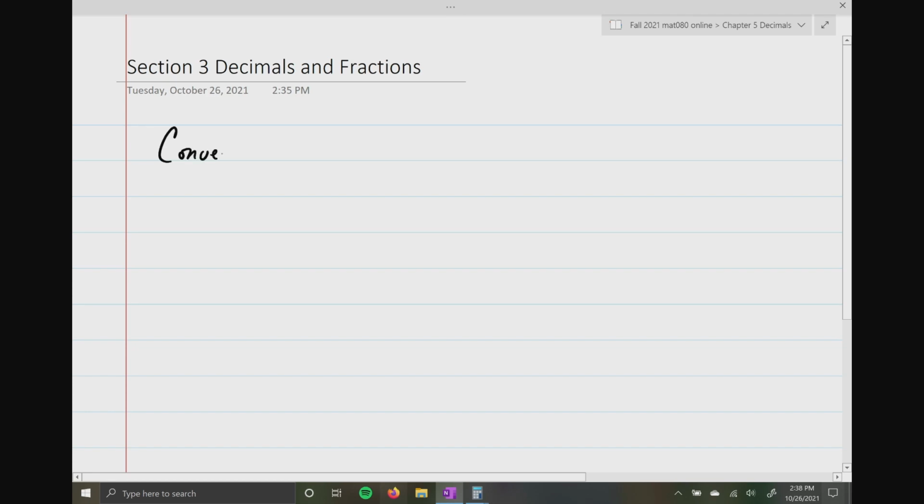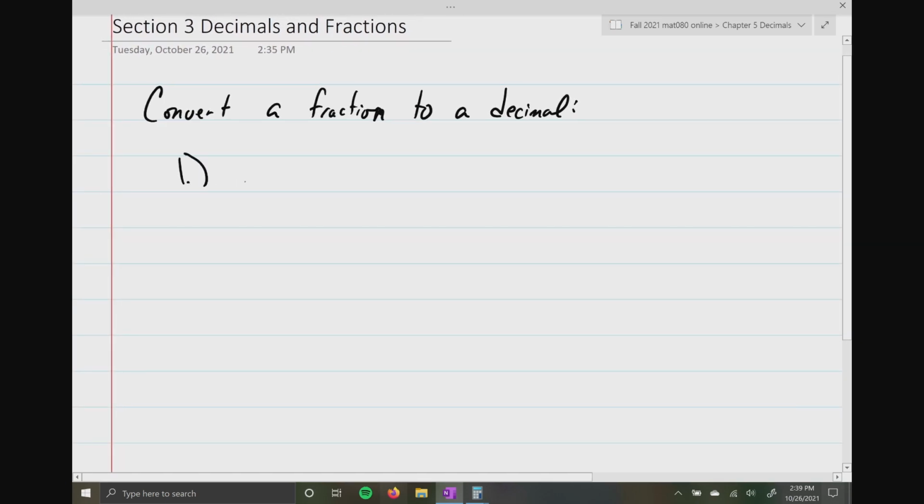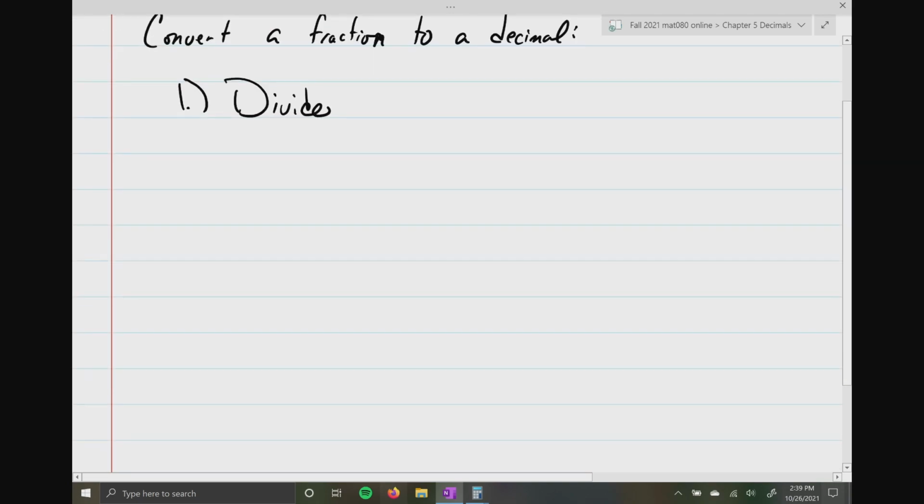We're going to convert a fraction to a decimal. All right, and I can sum this up in one word. All you got to do is divide. That's it. So let's go ahead, let's see this. 3/4, and we want to convert this into a decimal.